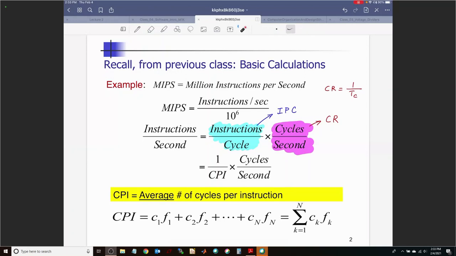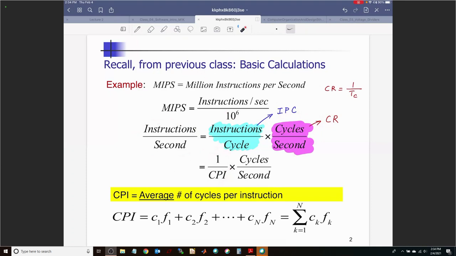So clock rate is kind of like the first thing you learn about a processor, right? 2.6 gigahertz, 4 gigahertz, whatever that is, that's the number that is first associated with any processor spec, the clock rate. So you multiply clock rate times the instructions per cycle, the cycles unit cancels out, and you get instructions per second, right? And then you divide it by 10 to the 6, you get MIPS, million instructions per second. Now, IPC and CPI are, of course, reciprocals of each other. One is instructions per cycle, and the other is cycles per instruction.